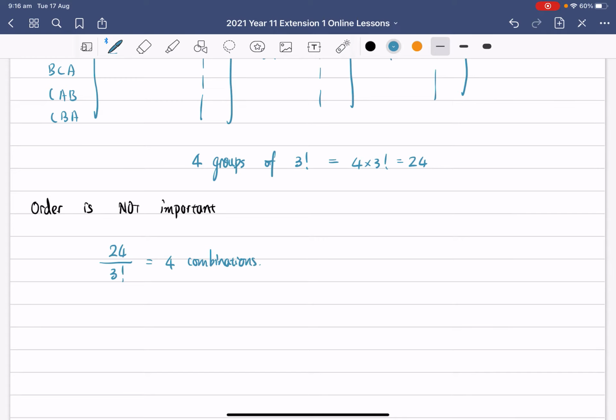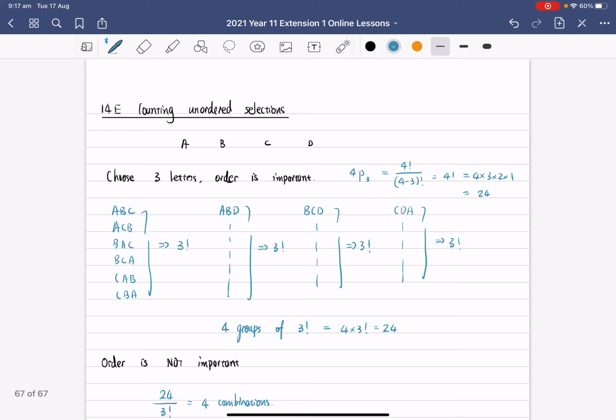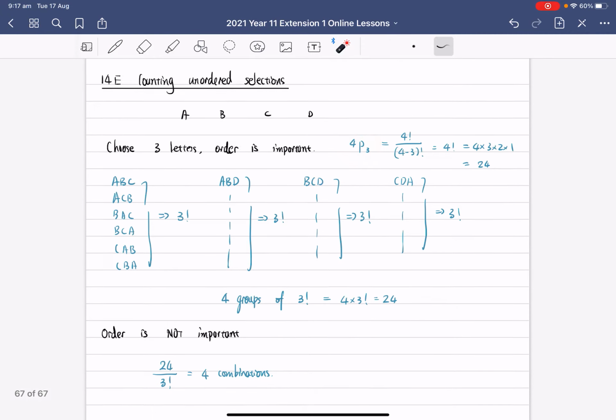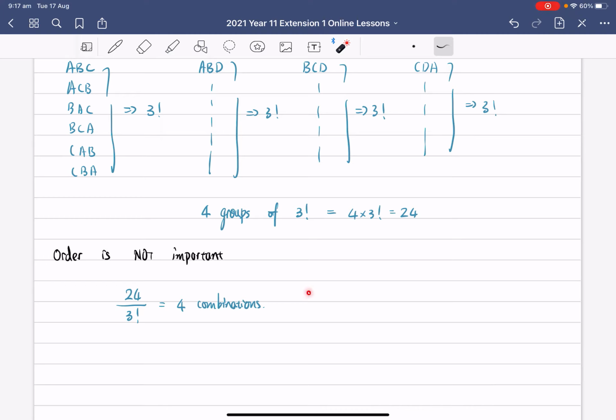Alright, so this obviously leads us to another formula that's very similar to the 4P3. This time, you can use your calculator. If order is not important, you can write down 4C3. So you've got 4 elements, you're choosing 3 elements, the order is not important, and then that gives you the answer.